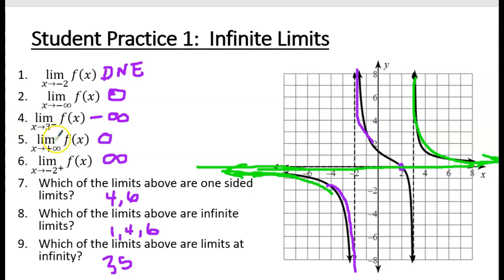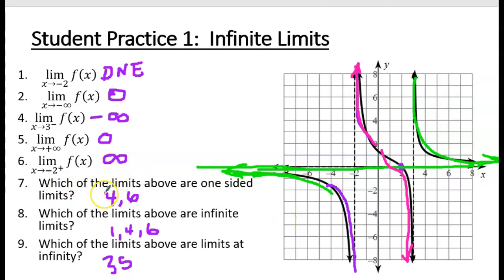Back to number 4. What is the limit as I approach 3 from the left? This vertical dotted line here represents 3, and we're approaching from the left. That's going to be coming from this way. So that's negative infinity. For number 6, we're approaching negative 2 from the right, which we did earlier anyway, but it's right here. And that's positive infinity.